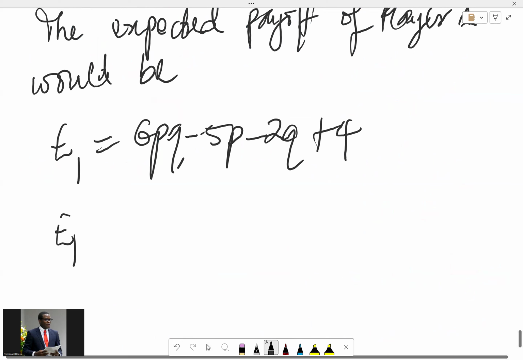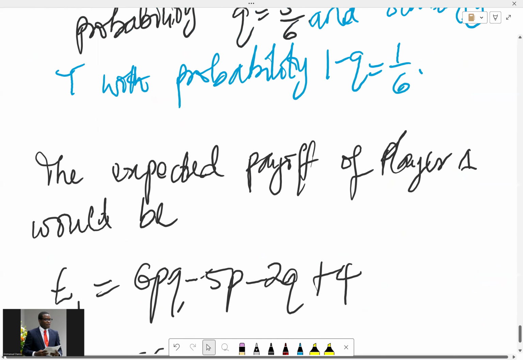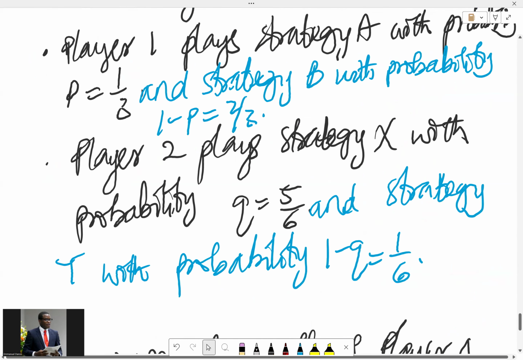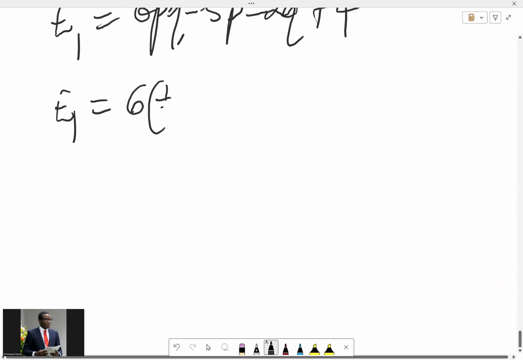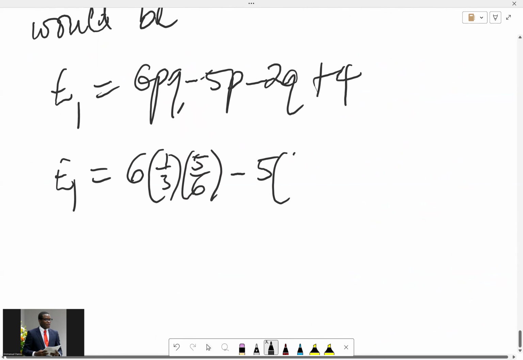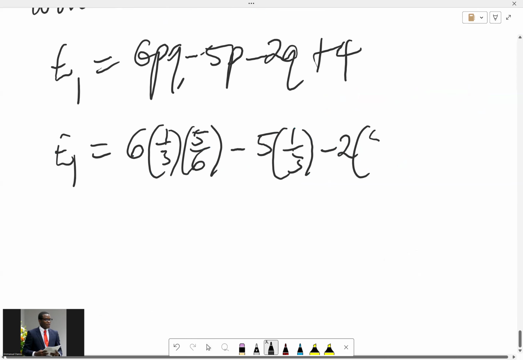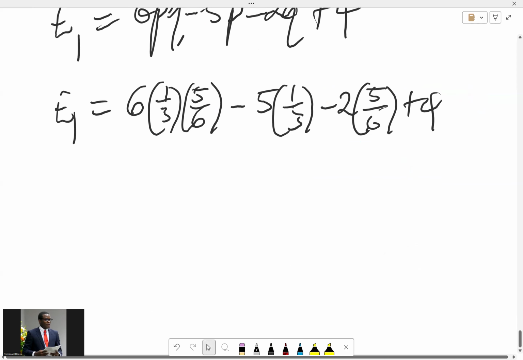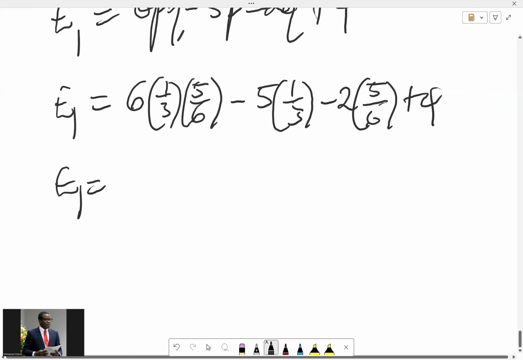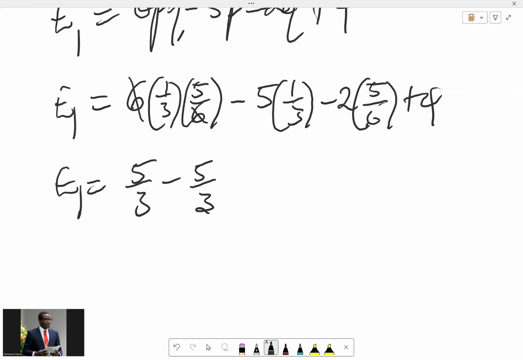So let's see if player one loses or not. 6 times PQ, P is 1 over 3, Q is 5 over 6, minus 5P, P is 1 over 3 again, minus 2Q, Q is again 5 over 6, plus 4. So this is the expected payoff of player 1. The 6 cancels the 6, and this is 5 over 3 minus 5 over 3, again minus another 5 over 3 plus 4 over 1.